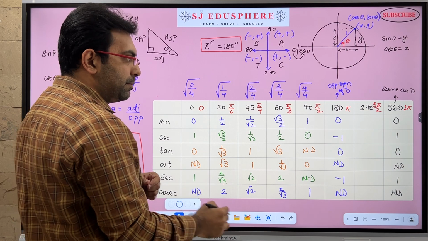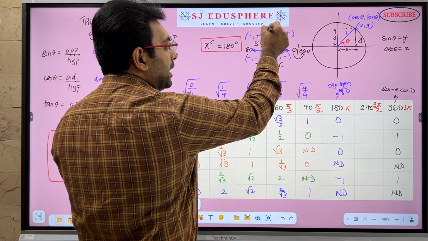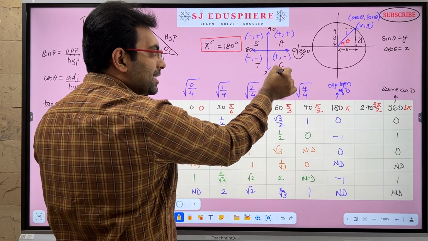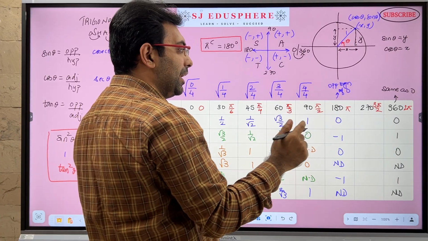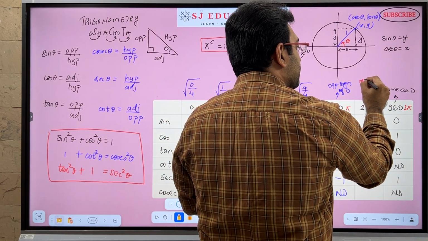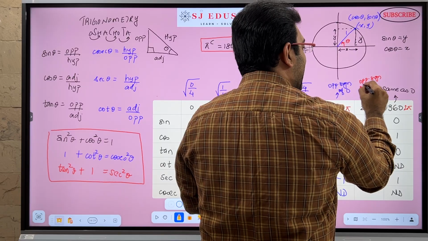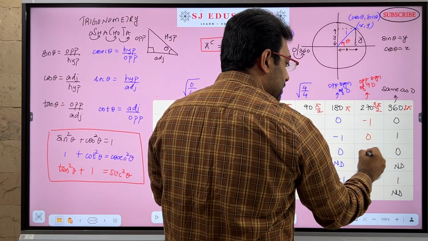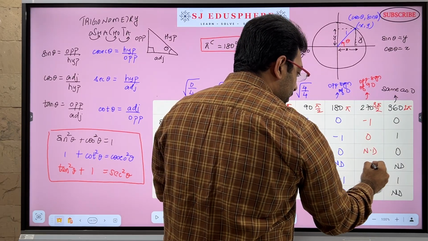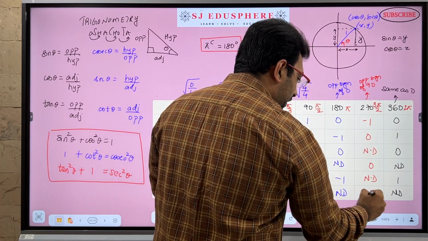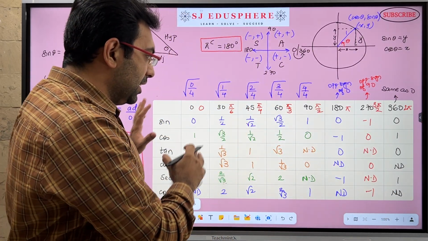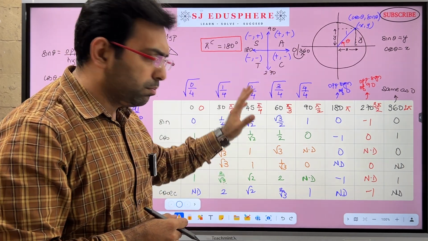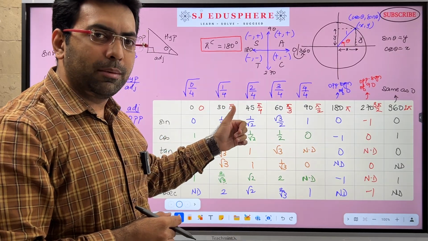Exactly on the same concept, my value for 270 is directly opposite 90. So whatever was for 90, the same number comes for 270 but in opposite sign. So this is opposite sign of 90. So your 90 column becomes -1, 0, not defined, 0, not defined, and -1. So this completes your entire Trigo table from 0 to 360. So pause, understand, and recall the method.